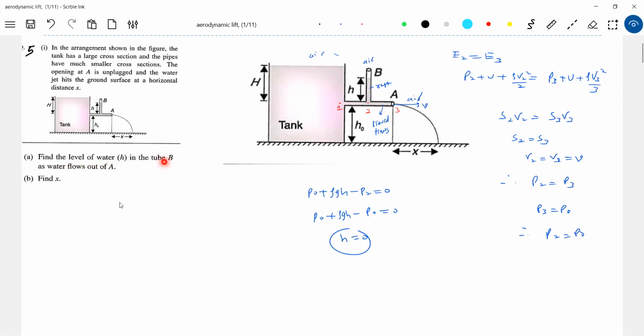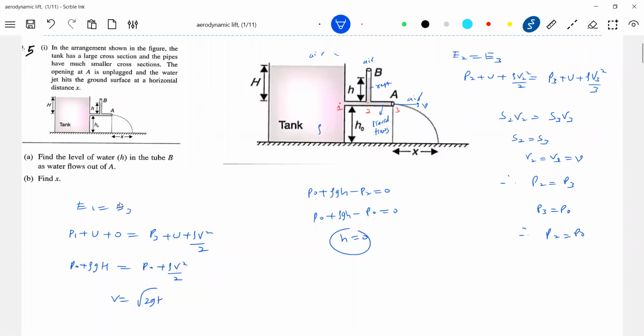Find the level of water H in the tube B as water flows out of A. This is a condition. Okay, let's come for this one. Find X is asking. So directly from the Bernoulli's theorem, I'll apply it between 1 and 3. P1 plus U plus 0 should be equal to P3 plus U plus rho V square. Let the density of liquid be rho. What is the pressure at 1? P naught plus rho GH. What is the pressure at 3? P naught. So V equal to root of 2GH.